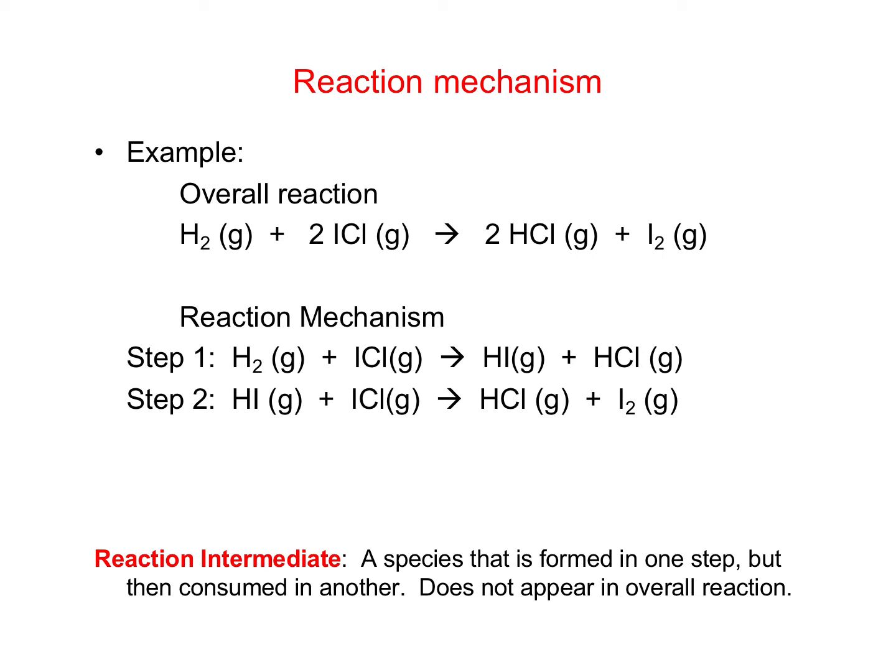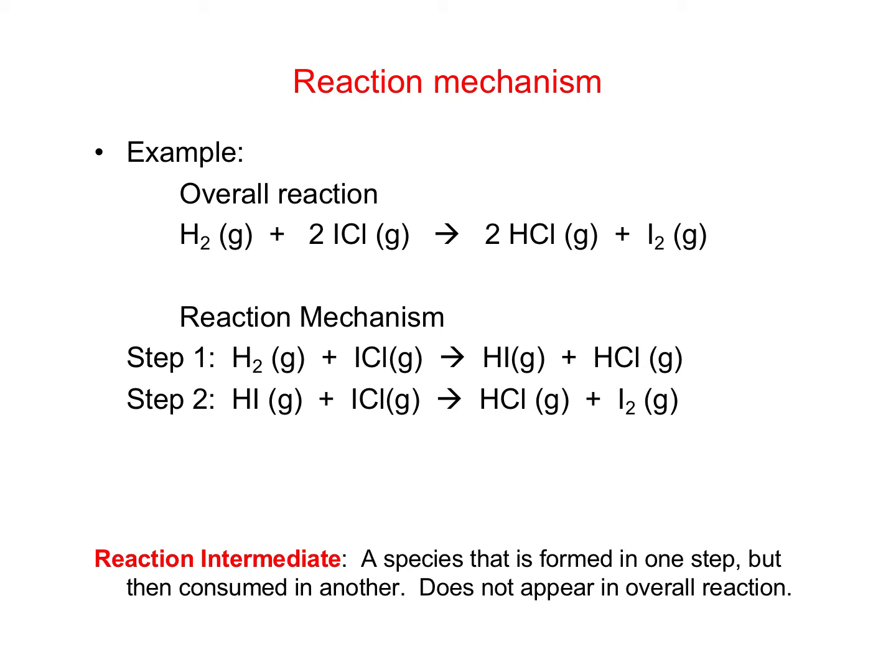In the first step, the H2 molecule collides with one molecule of ICl, and that gives us HI and HCl. And then in the second step, the HI that we made in the first step reacts with a second ICl molecule to produce HCl again, and then I2.